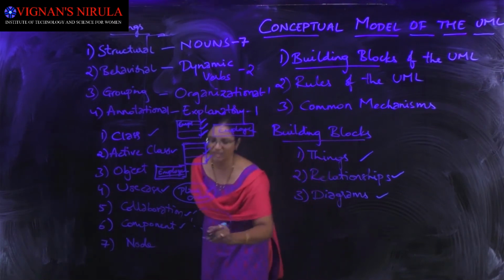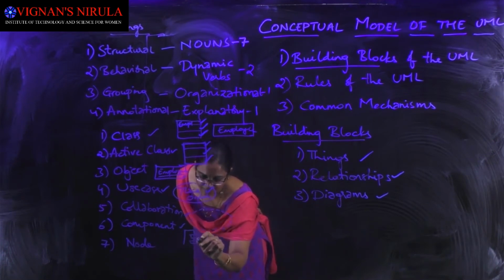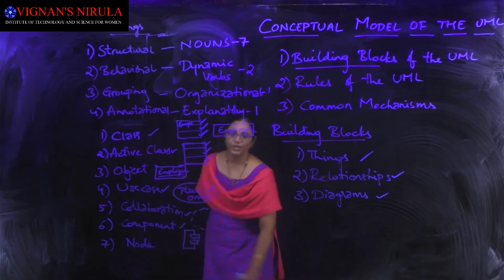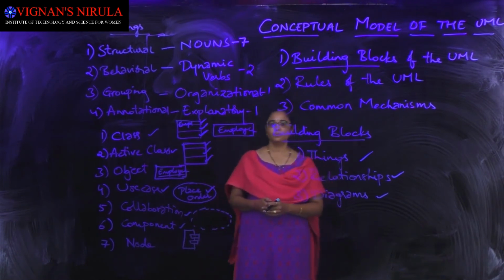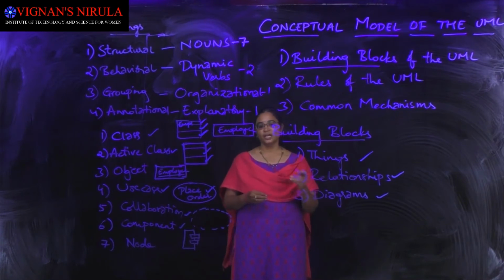A component can be represented graphically as a rectangle with tabbed folders. This is how the component is represented. So if you want to represent any components in the system, or if you want to represent any files, then you can represent them by using this component diagram.